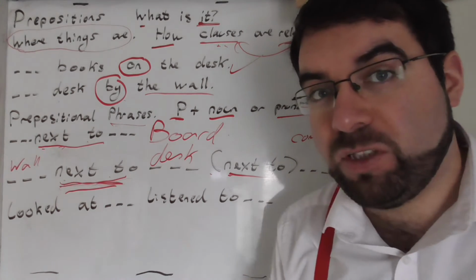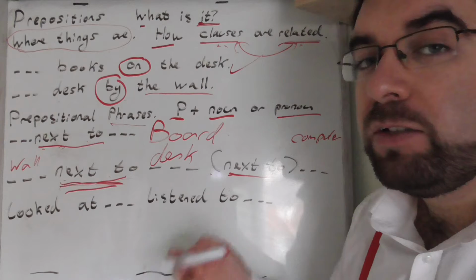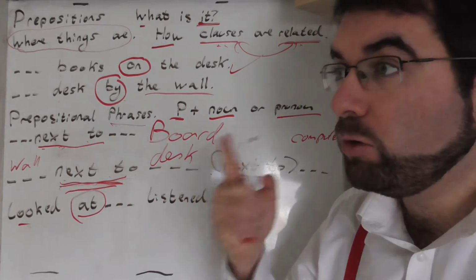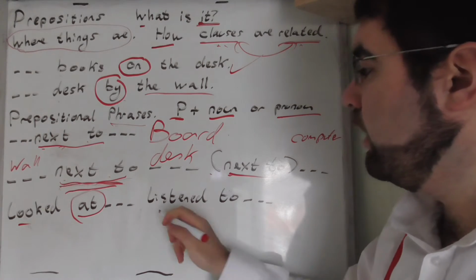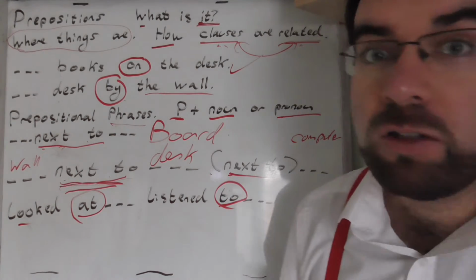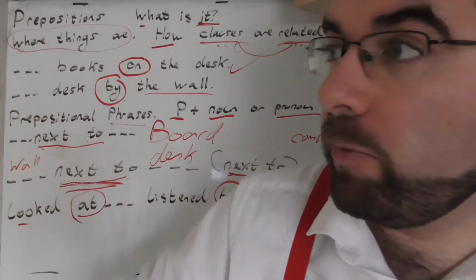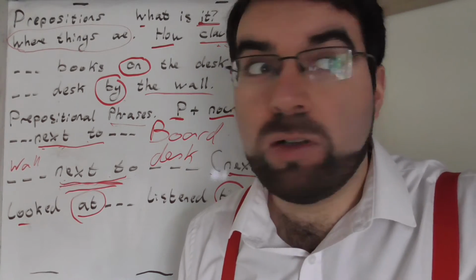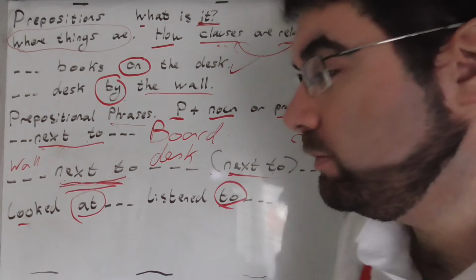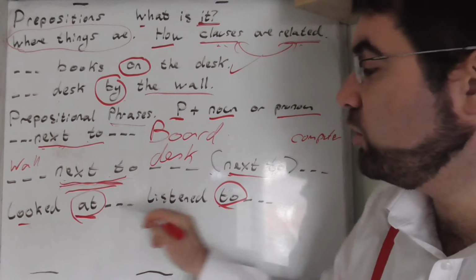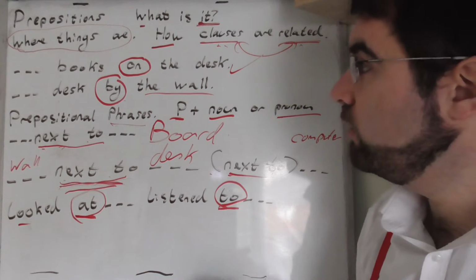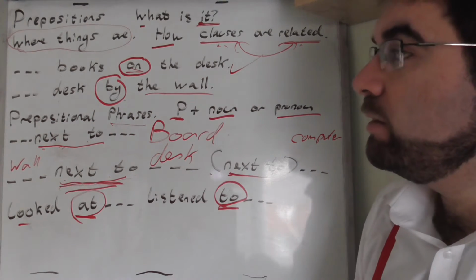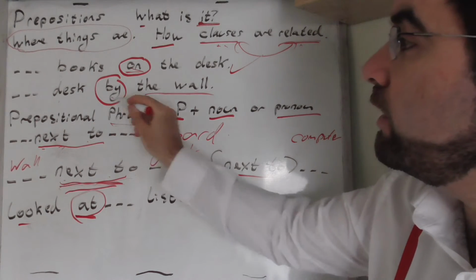But if the preposition is different, then you want to mention it. We looked at the door and listened to the window. We looked at the door and listened to something else over there. It's a different preposition. At and to.